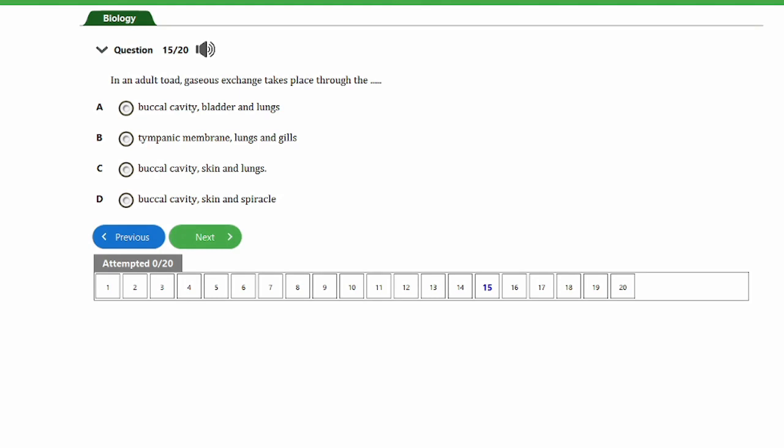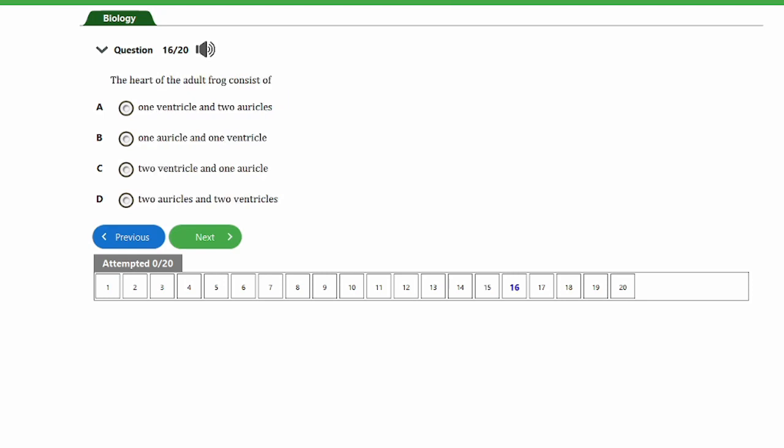Question number 15. It says, in an adult toad, gaseous exchange takes place through the A. Buccal cavity, bladder and lungs, B. Tympanic membrane, lungs and gills, C. Buccal cavity, skin and lungs, and D. Buccal cavity, skin and spiracle. So guys, the answer to this question is option C, and that's the buccal cavity, skin and lungs. So in an adult toad, gaseous exchange takes place through the buccal cavity, the skin and the lungs. So let's look at the next question.